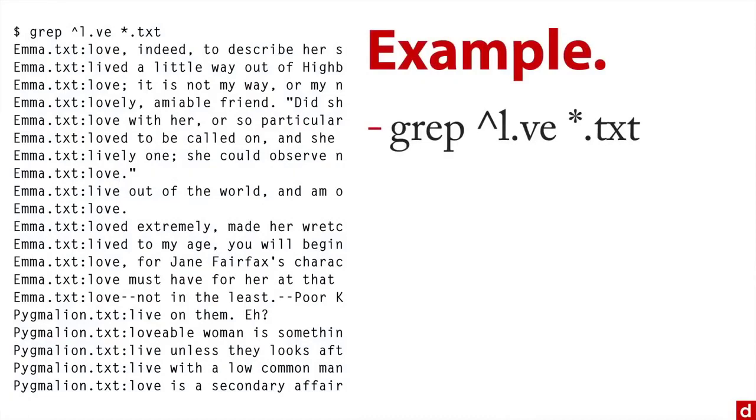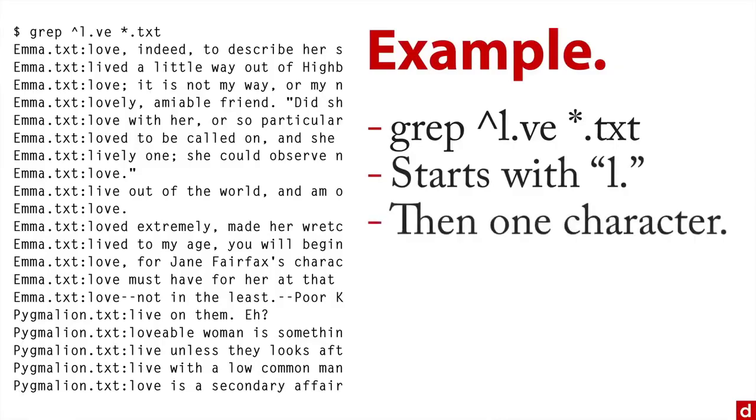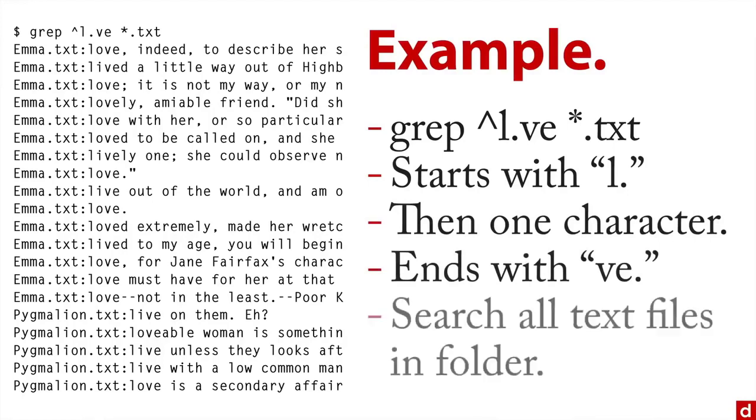grep l.ve *.txt. So what I'm looking for are lines in either of these books that start with L, then they have one character, can be whatever, and then that's followed by VE. And then the *.txt means search for all of the text files in that particular folder. And what it found is lines that began with love and lived and lovely and so on.